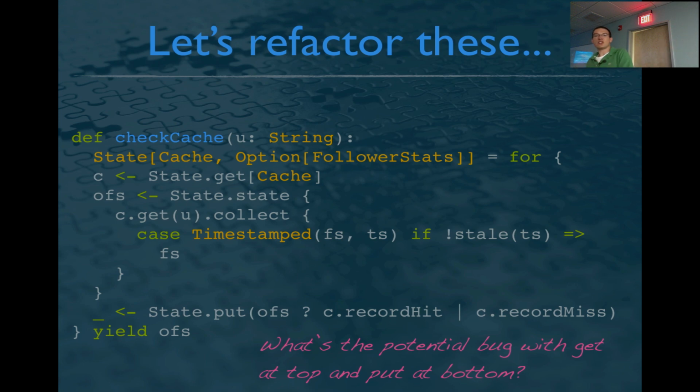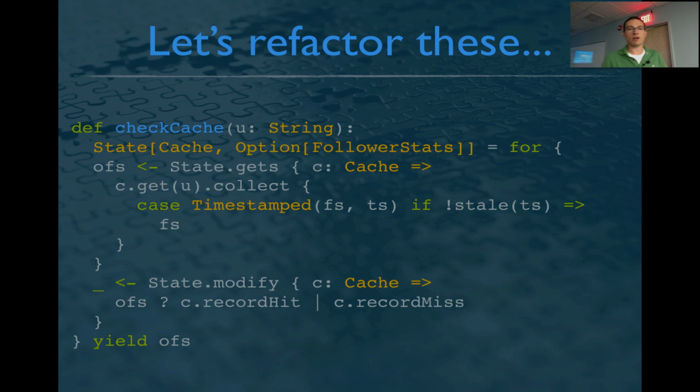Really what I wanted to do on state.put is say, in this particular implementation, what I was really trying to do is take the output state that was computed as part of that OFS thing and record a hit or record a miss on that. So maybe a different way to write this. We've got a combinator to do that. We've got that modify, right?